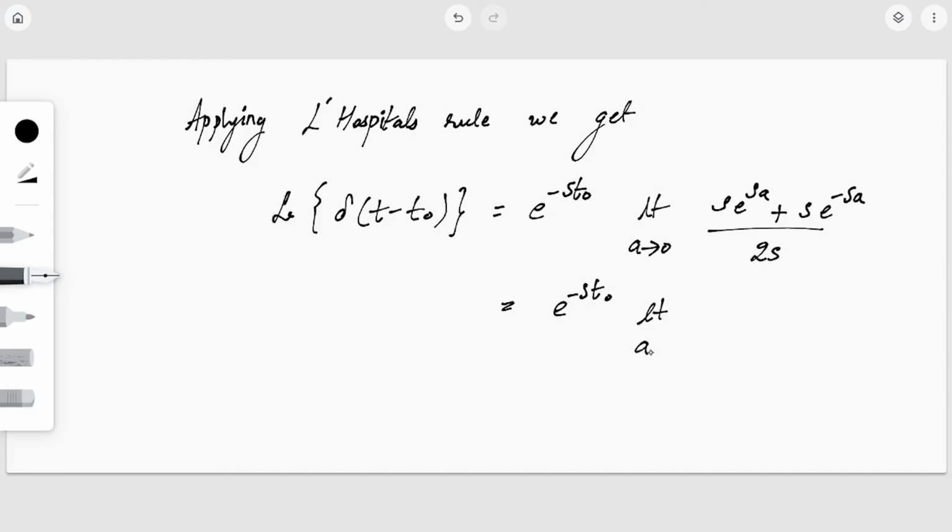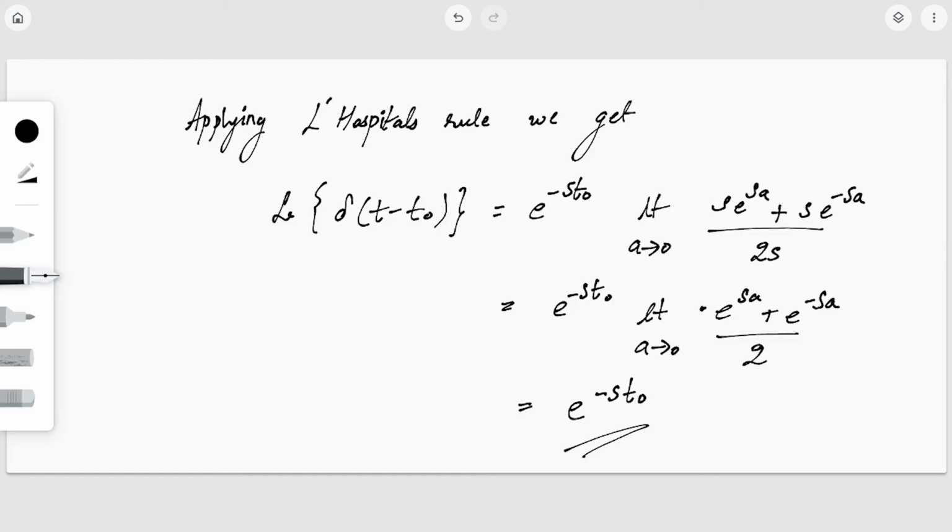Limit a tends to 0, s gets cancelled on both sides, so we get e raised to sa plus e raised to minus sa divided by 2. Now when I apply a tends to 0, I get 1 plus 1, that is 2, divided by 2, so I get this whole term to be 1. So this is the Laplace transform of the Dirac delta function.